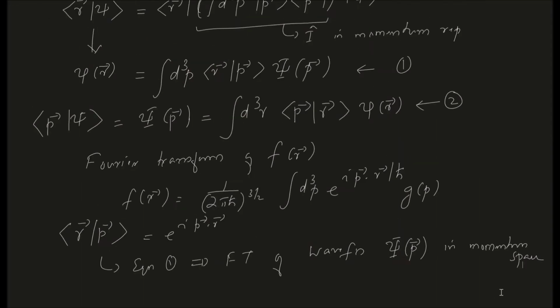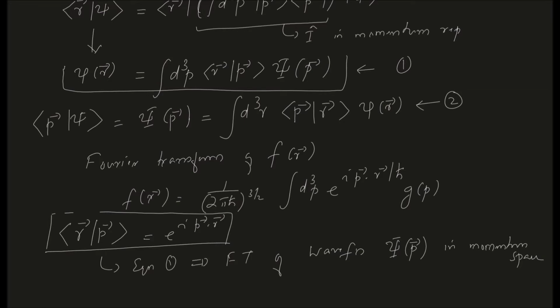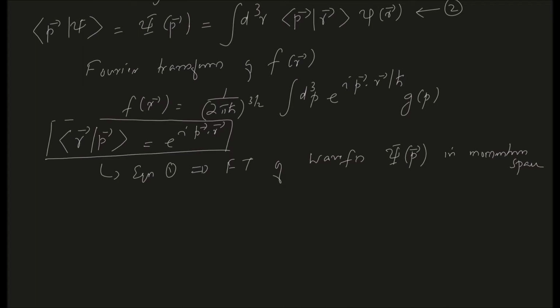So what is our equation 1? So this is our equation 1. Now you can see that with this set, equation 1 looks exactly like a Fourier transform of psi of p in momentum space. So it will look like this. With this transformation, you can write it as psi of r equal to integral d cube p e raised to i p dot r, psi of p.